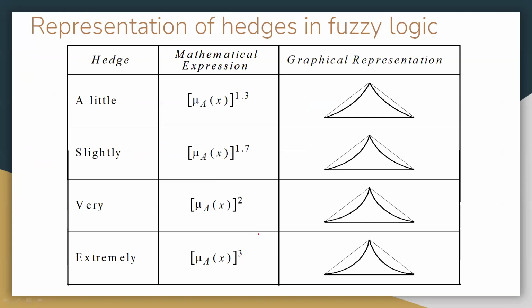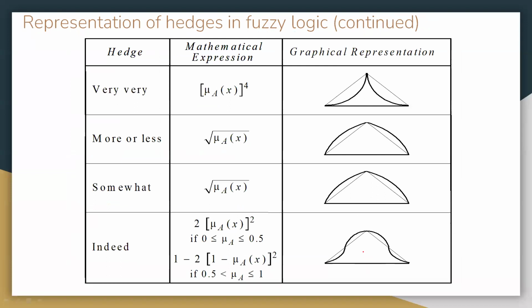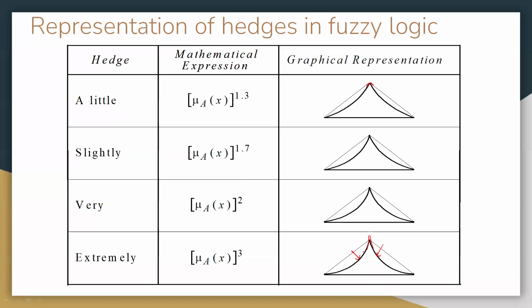This is an example of how a hedge can be mathematically expressed. A little is the membership value raised to 1.3. Slightly is the membership value raised to 1.7. Very is the membership value raised to 2. Extremely is the membership value raised to 3. You can see as the value increases, the graph becomes very pointed. Over here the rounding is very slight, but when the power increases, it becomes very pointed and goes steeper like this. So it's another subset of the previous set. More or less is the opposite. Till now, this was one kind of thing.